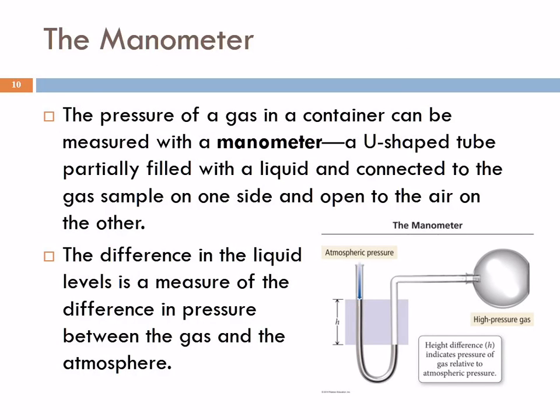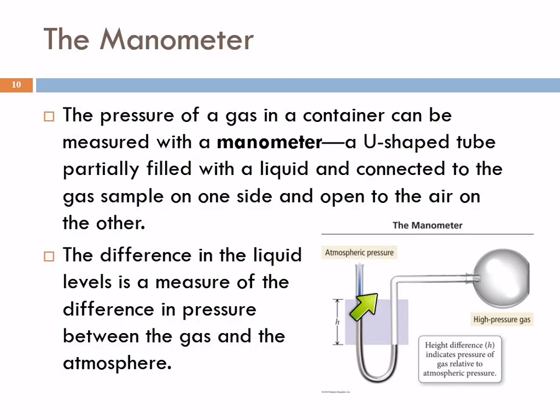So a barometer is used to measure atmospheric pressure. What if we need to measure pressure inside of a container? Well, we can use a manometer. A manometer consists of a U-shaped tube containing usually mercury, but you can do it with other liquids. So this one has mercury in it. And one end of this tube is open to the atmosphere, the other is connected to the container whose pressure we're wanting to measure.